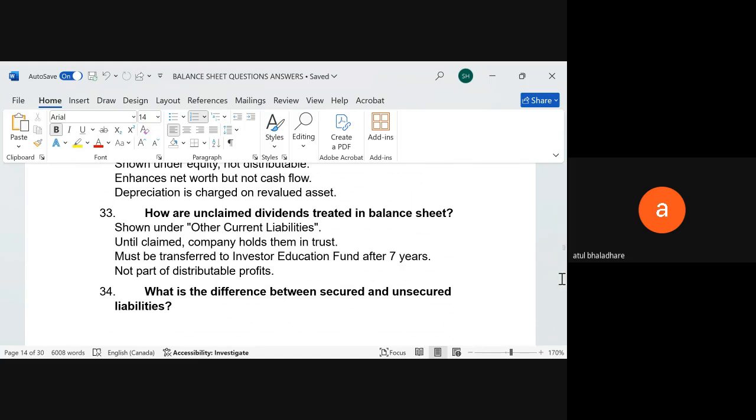Shown under other current liabilities. Until claimed, the company holds them in trust. Must be transferred to the investor education fund after 7 years. Not part of distributable profit.